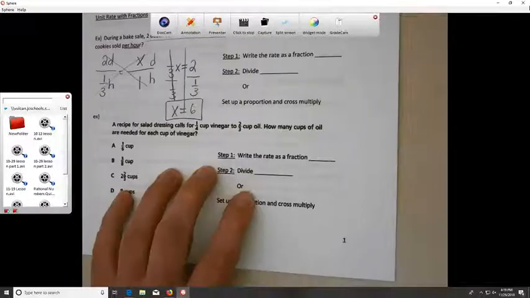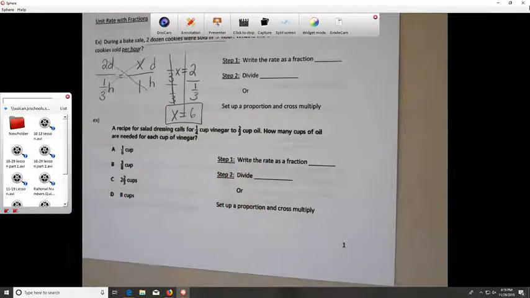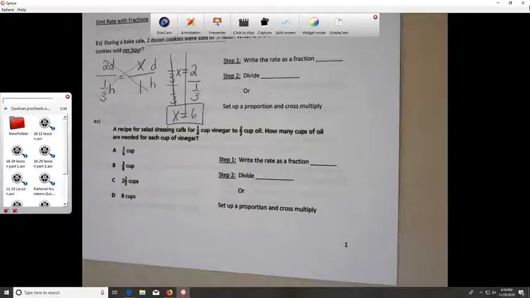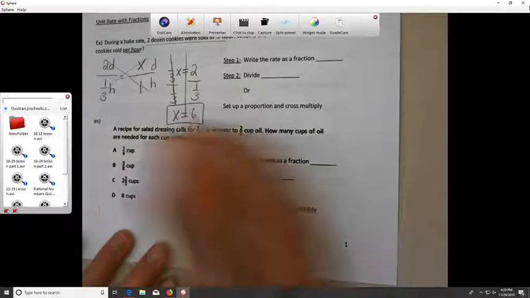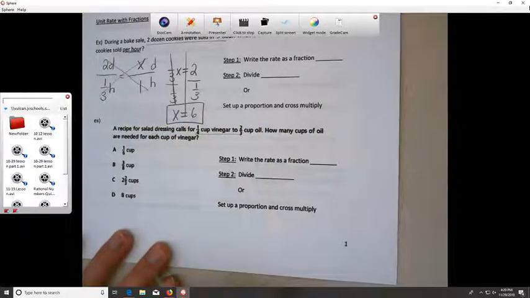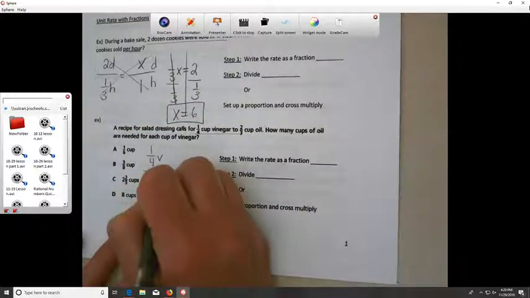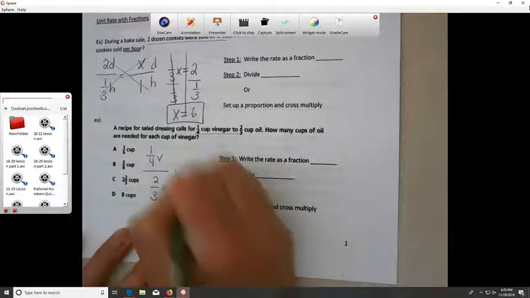Alright, so this question is very similar. So it says a recipe for salad dressing calls for 1/4 cup of vinegar to 2/3 of a cup of oil. How many cups of oil are needed for each cup of vinegar? So I can do this as a proportion. I can also do unit rate, but I'll set it up here as a proportion. So I'm going to take what they give me and write that as a fraction. So 1/4 cup, and I'll label that V for vinegar, for every 2/3 of a cup of oil.